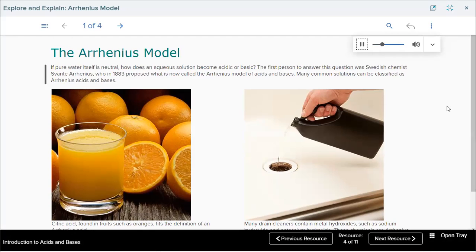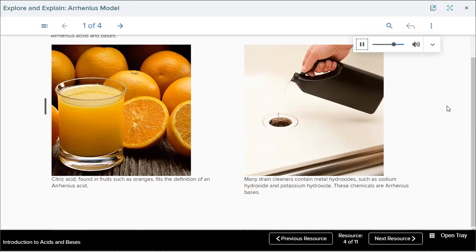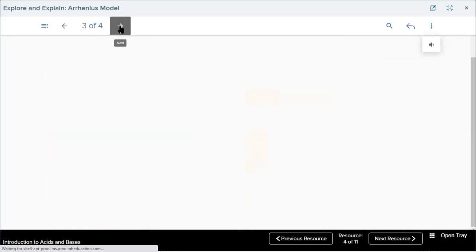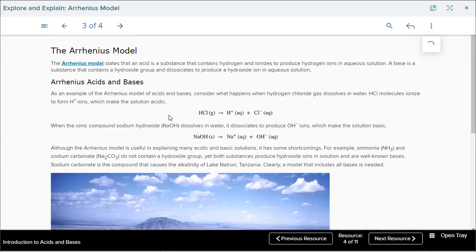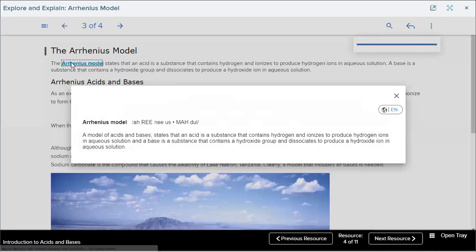Many common solutions can be classified as Arrhenius acids and bases. Citric acid, found in fruits such as oranges, fits the definition of an Arrhenius acid. Many drain cleaners contain metal hydroxides, such as sodium hydroxide and potassium hydroxide. These chemicals are Arrhenius bases. So what's meant by the Arrhenius model? Okay, read, Maria.